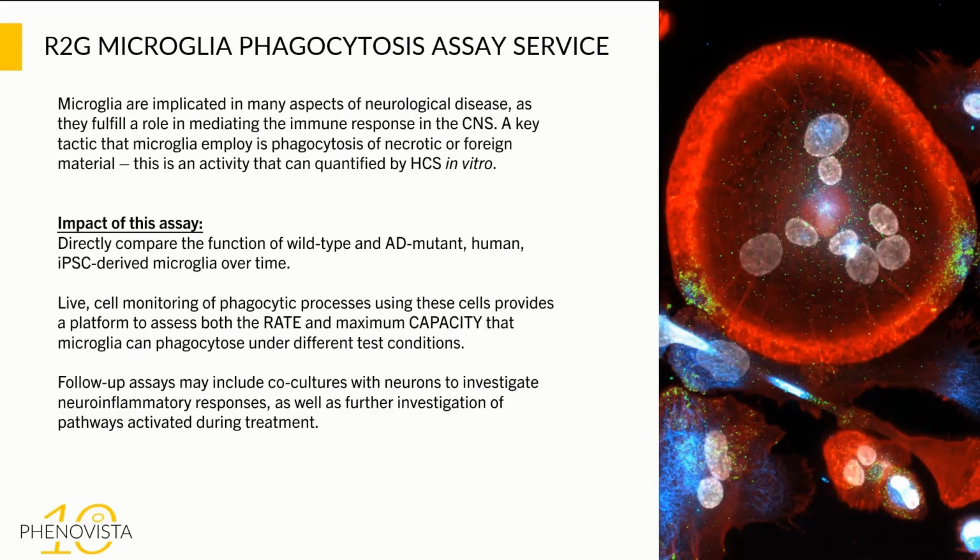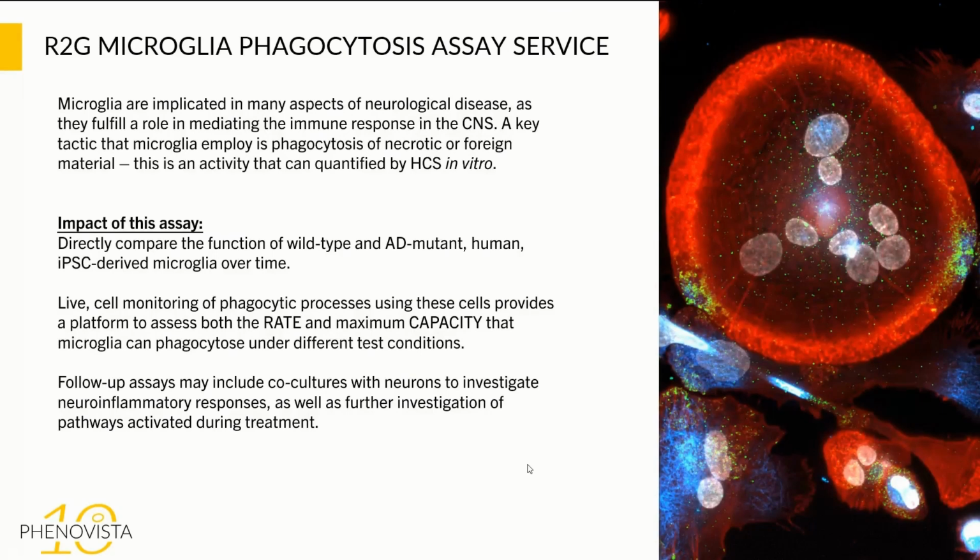In this case, we have wild type microglia, or we have a selection of Alzheimer's disease mutants. So you can compare the behavior of the microglia in these different lines, and how your test article might affect a mutant versus a healthy wild type one differently in terms of their ability to gobble up what we use, which are fluorescent bacterial bioparticles. So this is live cell monitoring. We'll do a time course here. So you're able to look at both the rates of the phagocytosis as well as the maximum capacity of the microglia to eat up these bioparticles.